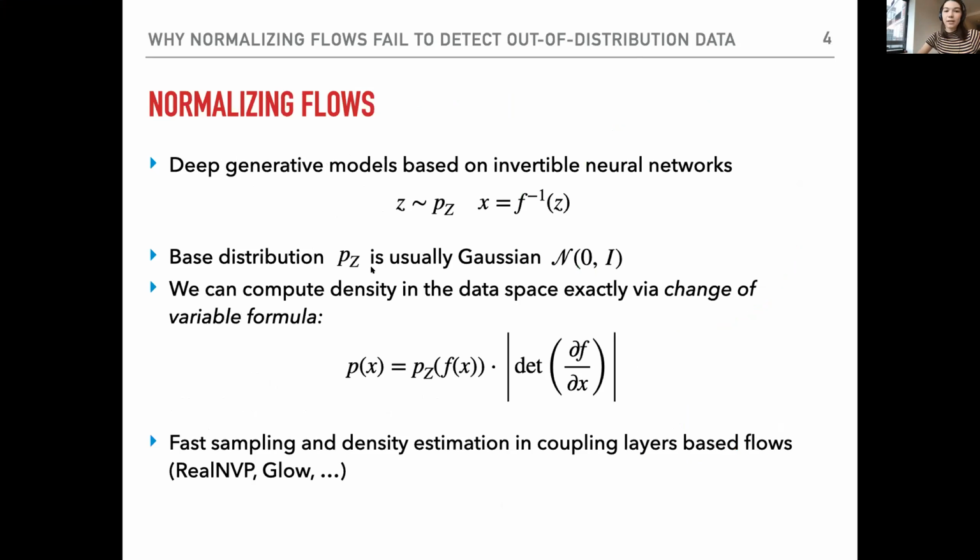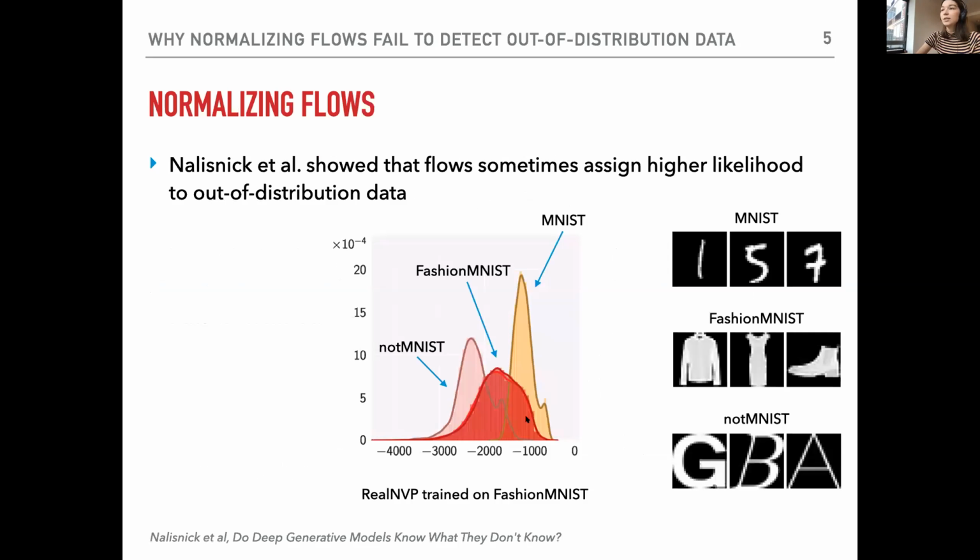As Dimitris explained earlier, normalizing flows are very flexible deep generative models based on invertible neural networks. For them, we can compute the likelihood of the data exactly. In this paper, we specifically focus on the type of normalizing flows based on coupling layers, such as RealNVP or GLOW, and they are very popular architectures as they offer both fast sampling and fast density computation. Since normalizing flows offer the exact likelihood, it would be attractive to use them for this anomaly detection problem.